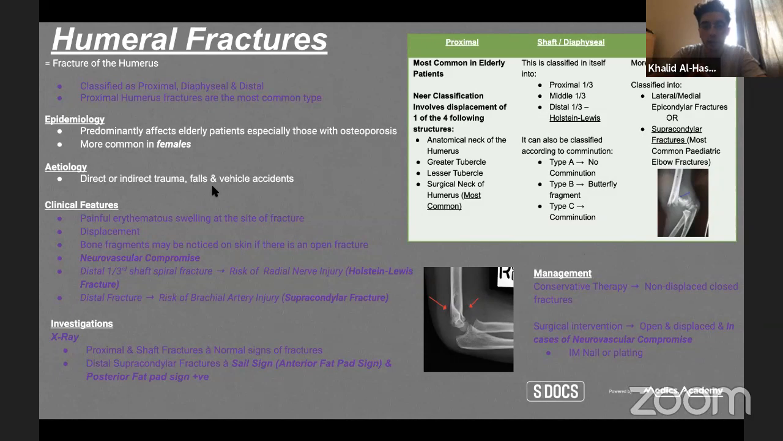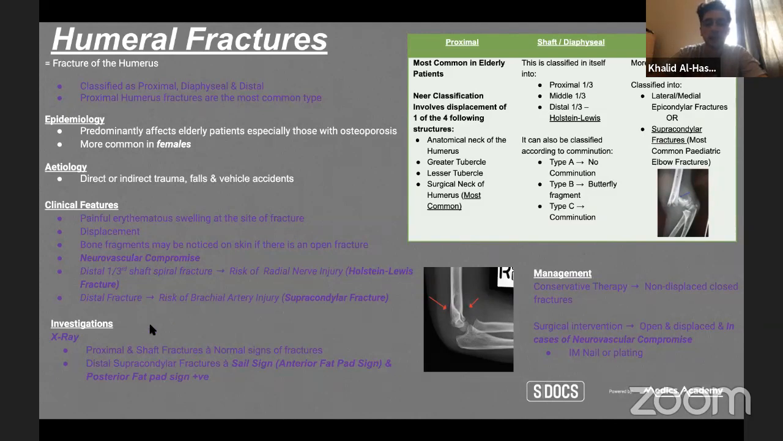In the Holstein-Lewis fracture, as mentioned earlier, there is a risk of radial nerve injury. In a supracondylar or distal fracture, there is a risk of the brachial artery being perforated, as seen here, where the brachial artery runs generally around here. If there was an injury there, it is likely that there would be a perforation of this artery. This can be quite worrying.